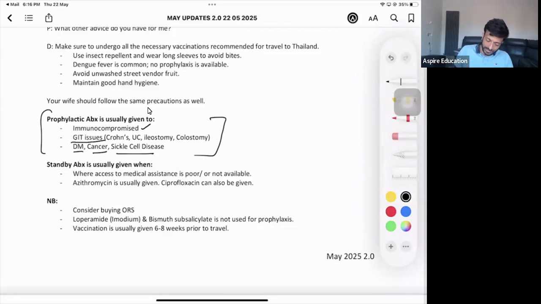Another thing, sometimes you might be going for standby antibiotics as well. What is this standby antibiotics? It's usually given where the access to medical assistance is poor, right? So there we can give standby antibiotics as well. For example, you are from a media house and you're traveling to a country where there is a war situation and you have to cover that particular thing. So yes, maybe standby antibiotics might be given in those scenarios, right?